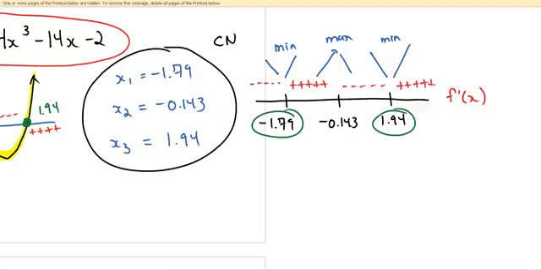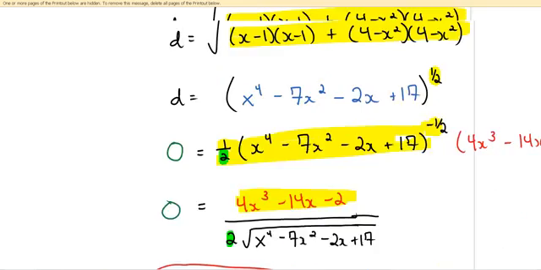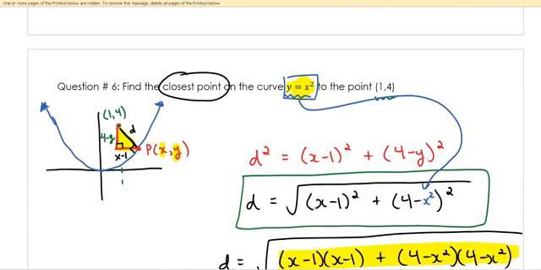Hopefully you remember from the original diagram that this number will make sense, because if you go back to the original diagram, our goal is to find this x value, right? This x value has to be positive, so the value of 1.94 is indeed an acceptable answer because it's positive and looks roughly right. Okay, so the goal is I want to find the closest point.